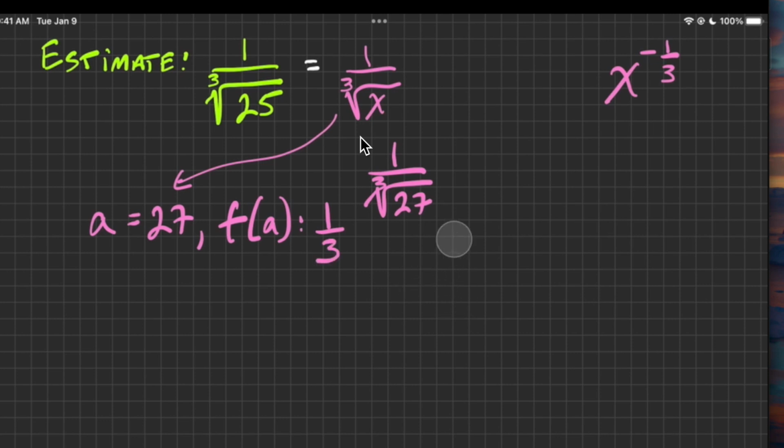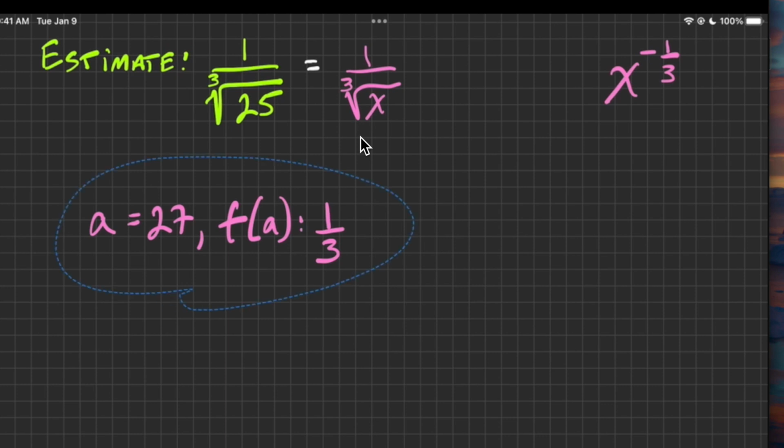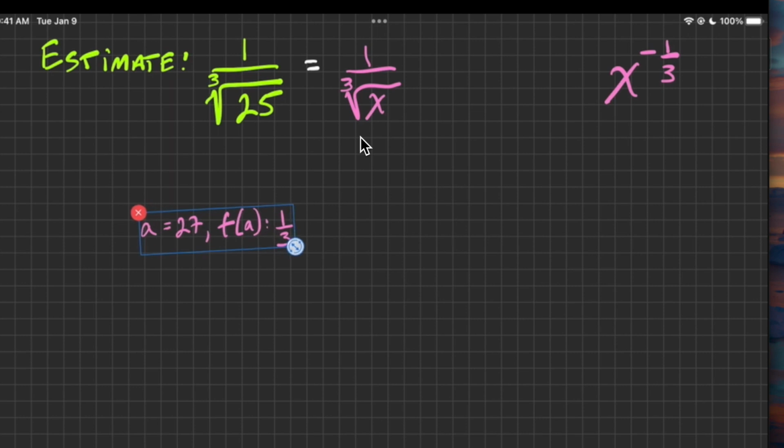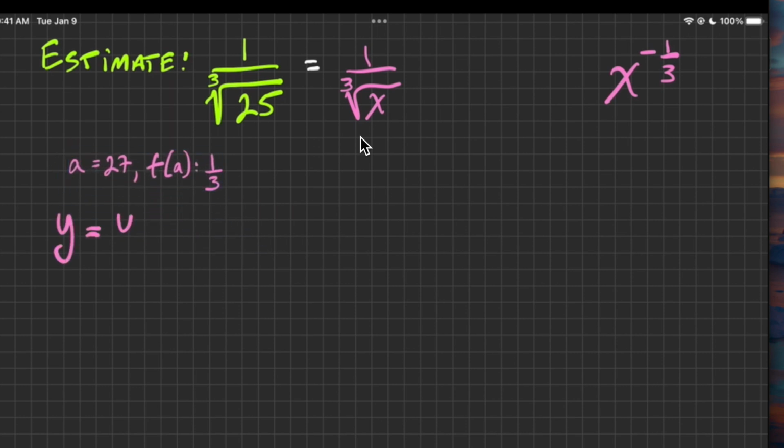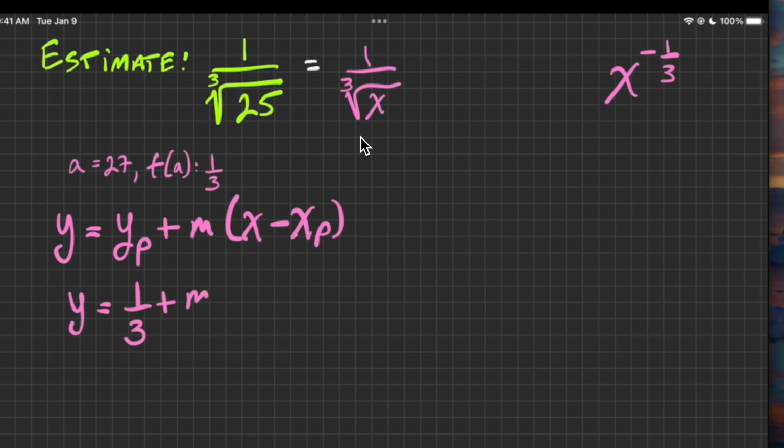Folks, we already have the point that we need to create the point slope equation. So let's get that started. Our point slope equation is y equals the y value of our point plus m times x minus the x value of our point. We have y equals 1/3 plus the m value, we don't have that yet, times x minus 27. We now are going to rename this as L of x.